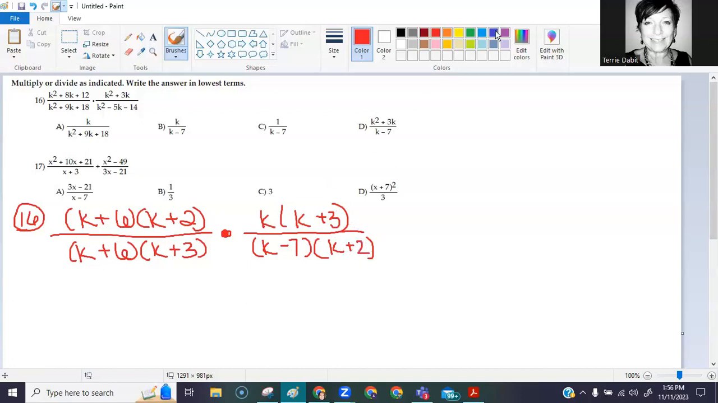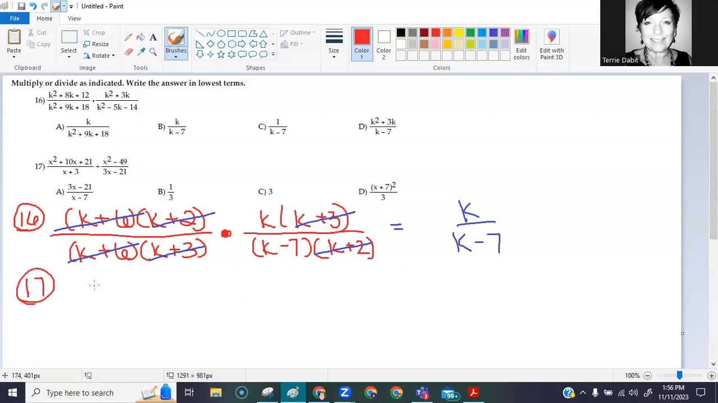And here is when you can cross off your commons. K plus 6 crosses off. K plus 2 crosses off. So does K plus 3. And you're left with the final answer of K over K minus 7.